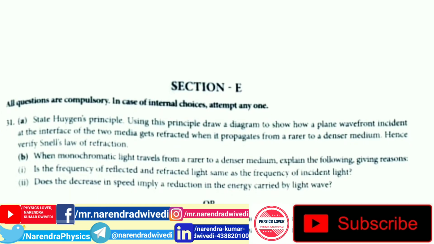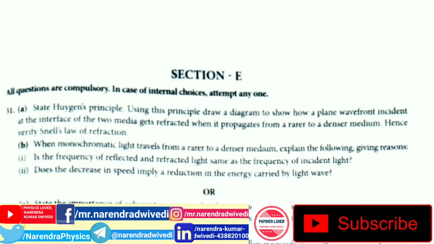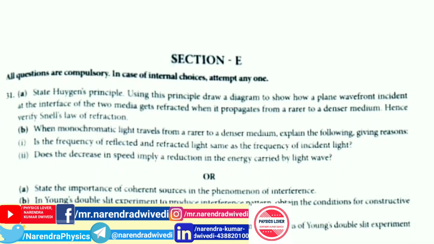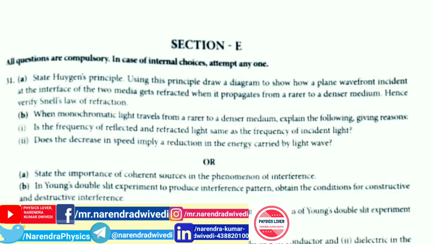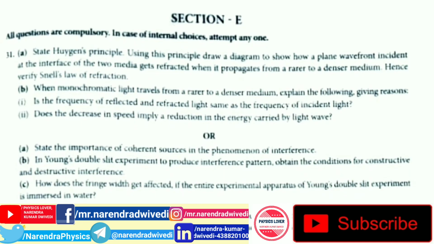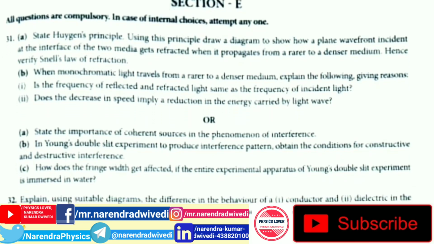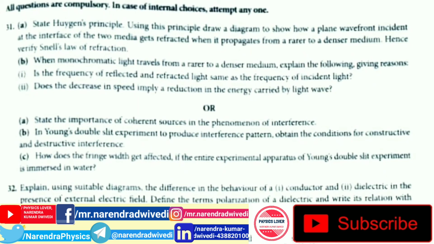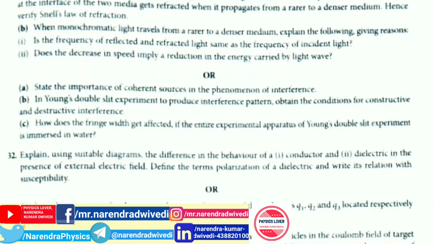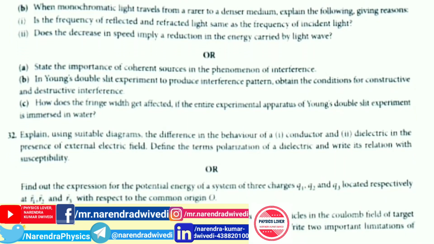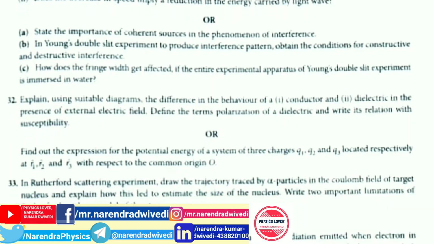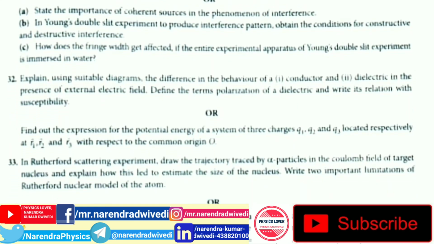B. In Young's double slit experiment, to produce an interference pattern, obtain the conditions for constructive and destructive interference. C. How does the fringe width get affected if the entire experimental apparatus of Young's double-slit experiment is immersed in water? 32nd question. Explain using suitable diagrams the difference in the behavior of first a conductor and second a dielectric in the presence of an external electric field.